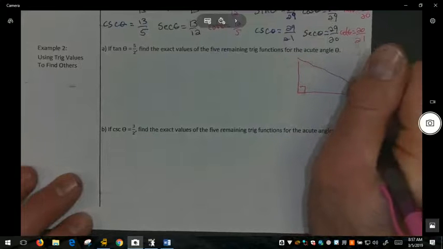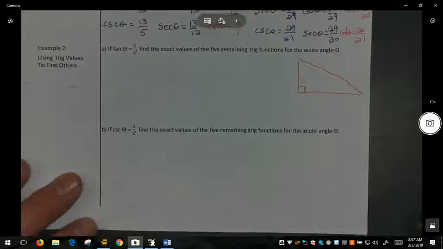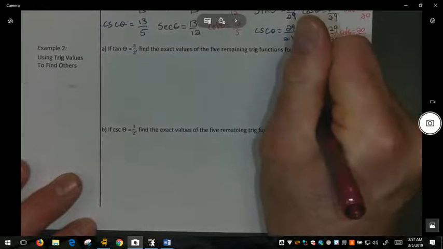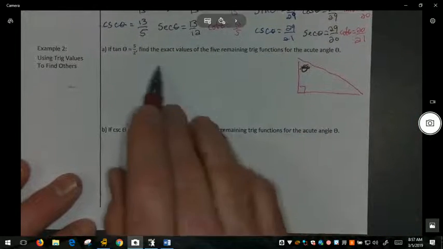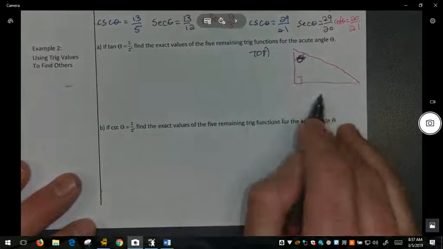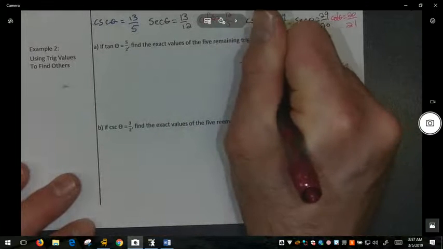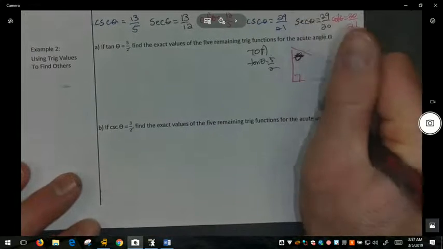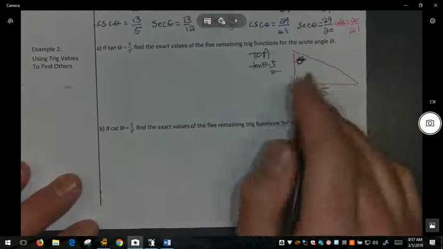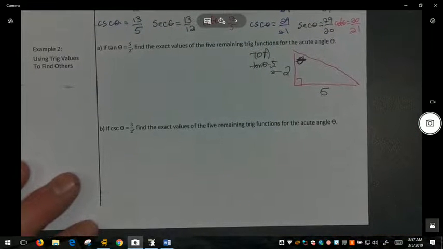We have to label theta, and I don't think I drew this right, so that's okay. I'll put theta up here. The reason I'm putting theta up here, normally I'd put it down here, but tangent, TOA, is opposite over adjacent. My opposite should be the longer side. Tangent of theta equals 5/2. Well, if this is theta, this is my 5, and this is my 2. If I drew it differently, whatever, it doesn't matter.